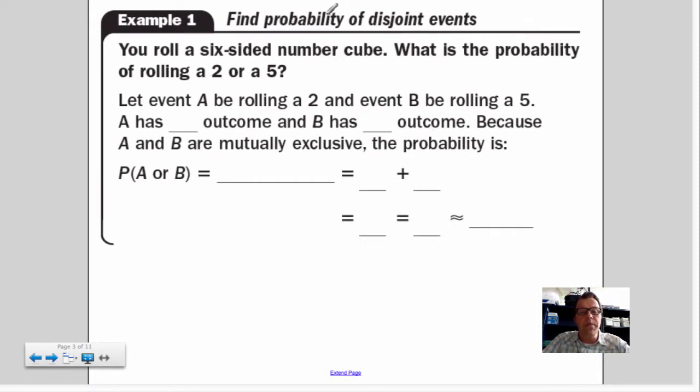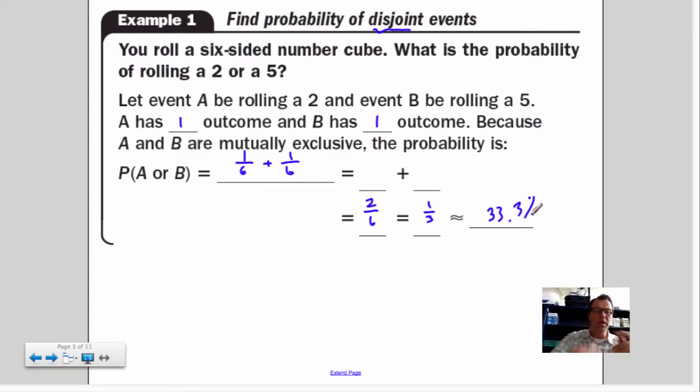So here, the first example is when you have disjoint events, so there's no overlap. It's pretty straightforward. You roll a 6-sided cube, or die. What's the probability of rolling a 2 or a 5? Well, there's one way to get a 2 and one way to get a 5. So the probability is 1 out of 6 plus 1 out of 6, which is 2/6, that's 1/3, or approximately 33.3%. I like percent.